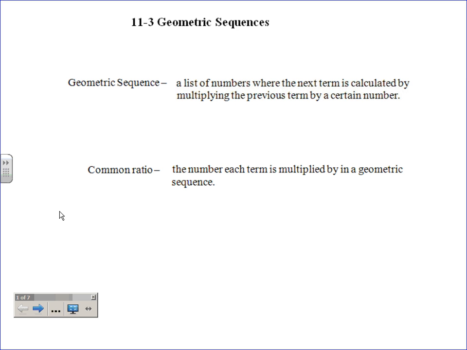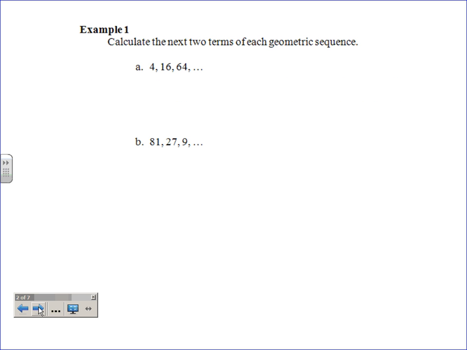So maybe it's 5, maybe it's 1/3. Who knows? Depends on each problem. You have to try and figure that out. Okay. So to calculate the next two terms, it's probably going to be very helpful to figure out what is R.